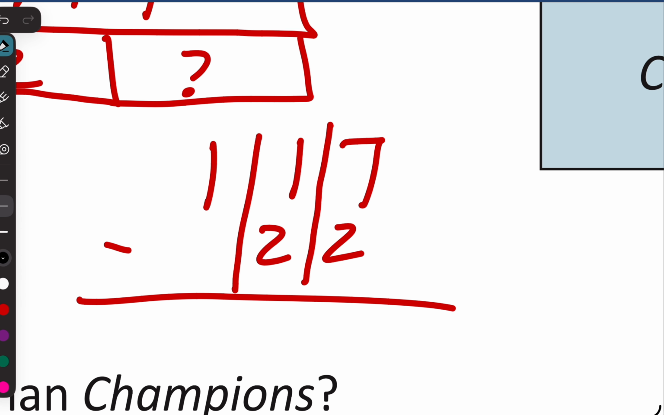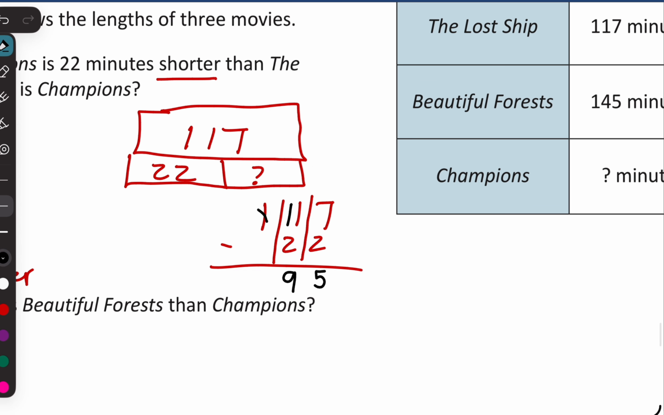Alrighty, and now I have 7 minus 2, which makes 5. Okay, I can't do 1 minus 2, so I got to take a 10 away from my hundreds place. This becomes 0, and now that I have a 10, I have 11 minus 2. Okay, so I know that 11 minus 2 makes 9. So my answer here would be 95 minutes.